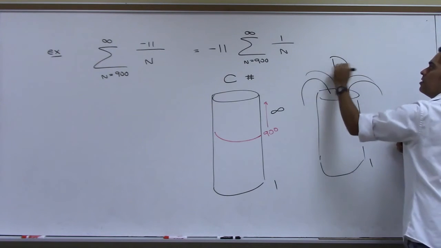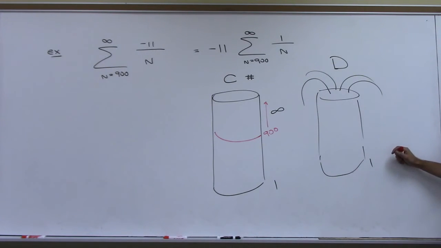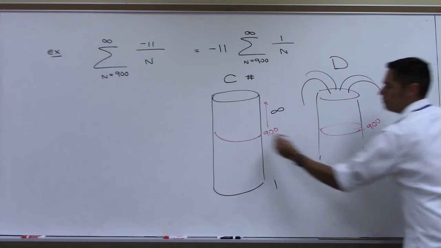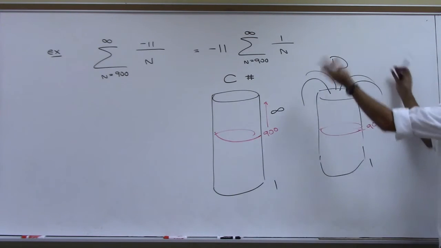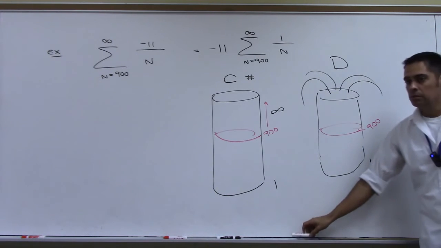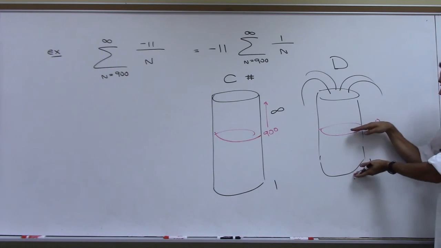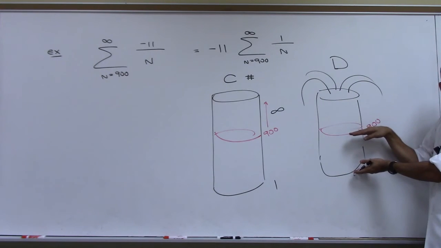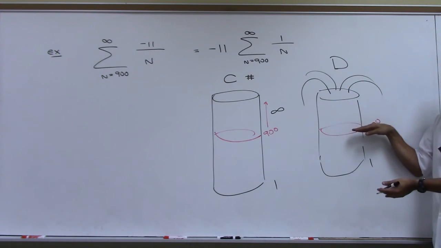So this diverges. Understand? Then if I ask you to look only from 900 outward, can you say that that has to diverge? What can you tell me about this? This is a number, right? This is finite, which means the rest of it has to be infinite, right?